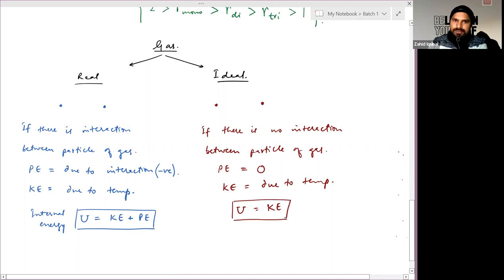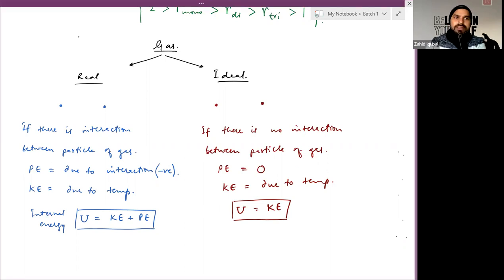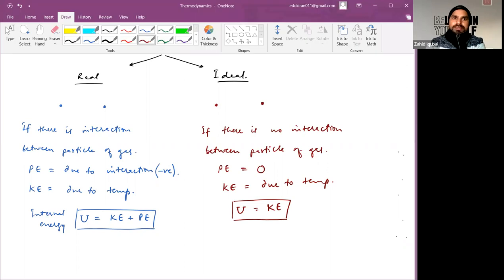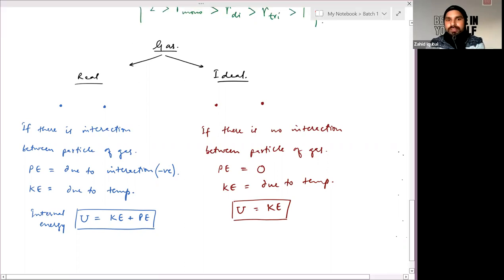Is it clear? So in general, a gas in which there is interaction between particles, due to which it has some potential energy of interaction, is termed a real gas. And if there is no interaction between particles, so there is no potential energy of interaction, and it has only internal energy due to its temperature, it is termed an ideal gas.